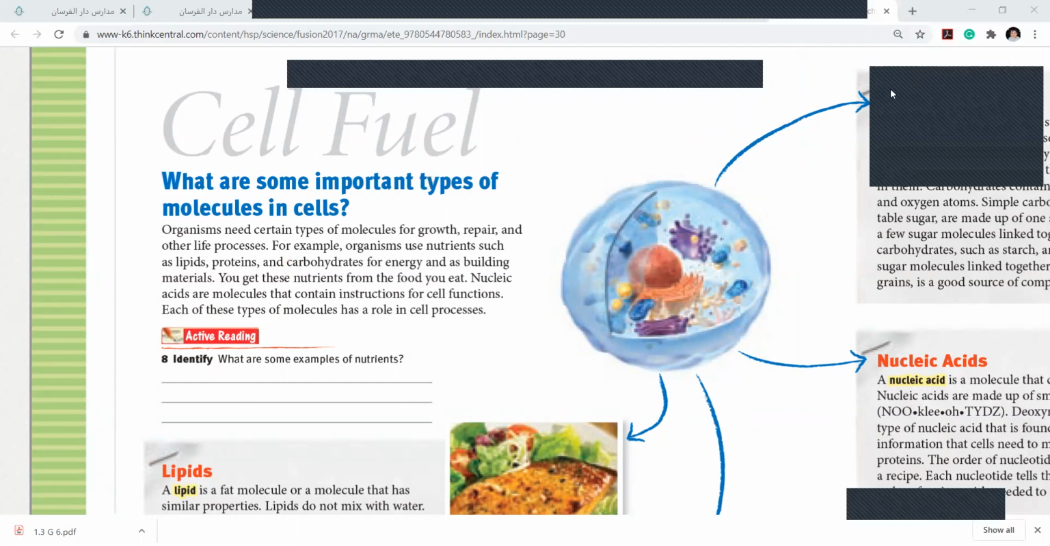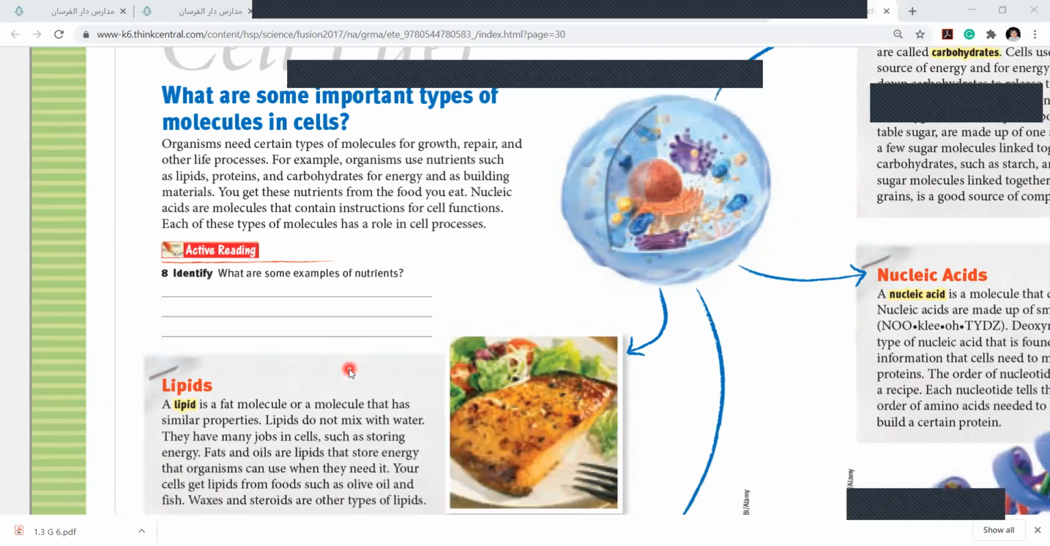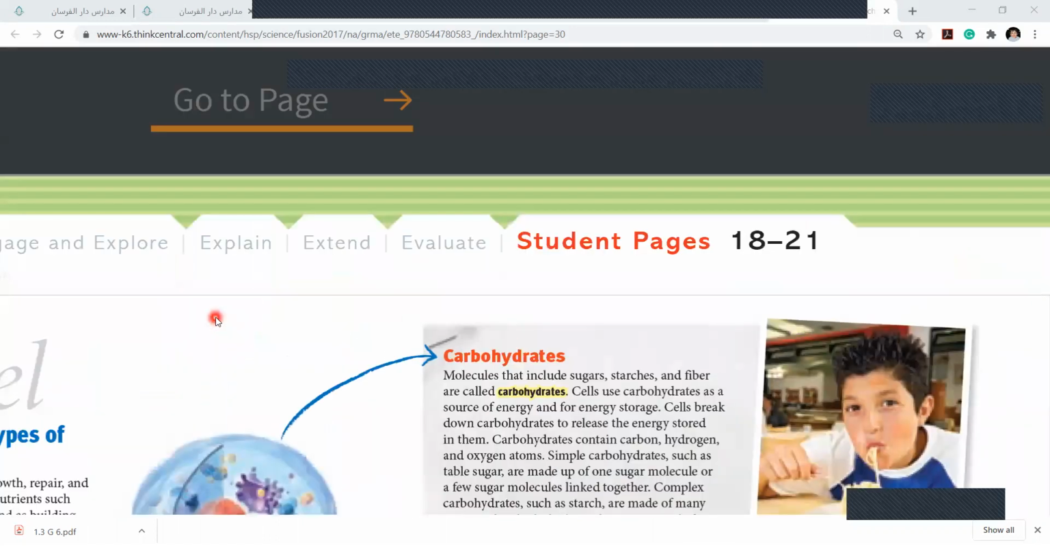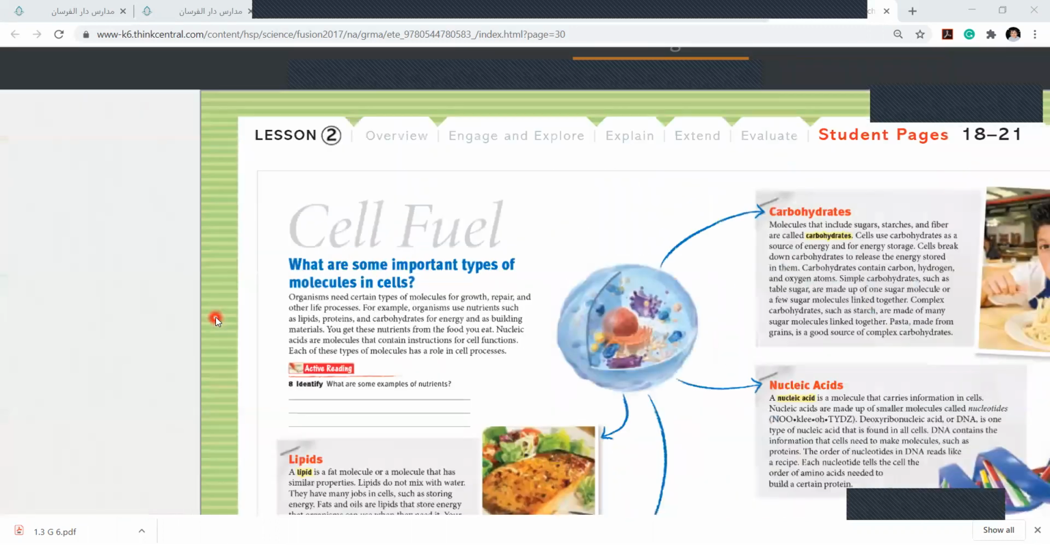So what do our cells and tissues need to repair? They need these molecules: lipids, proteins, carbohydrates, nucleic acids. Girls, for your grade, it's enough if you know the names and their functions. Lipids, protein, carbohydrates, and nucleic acids.